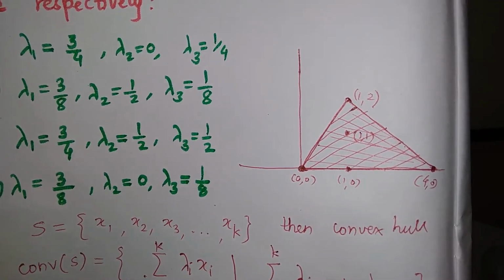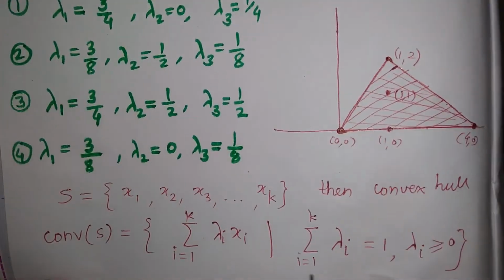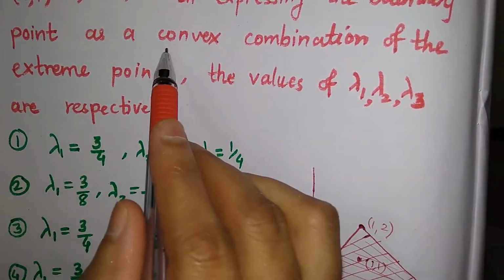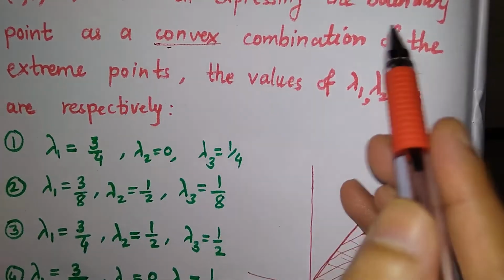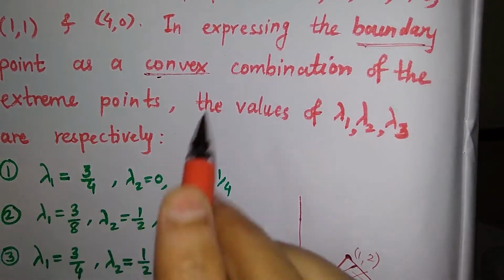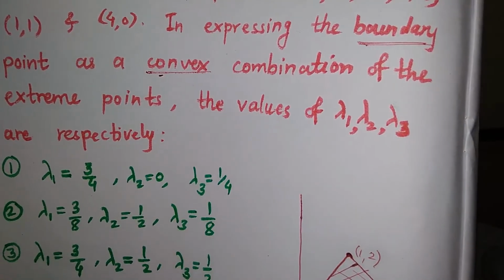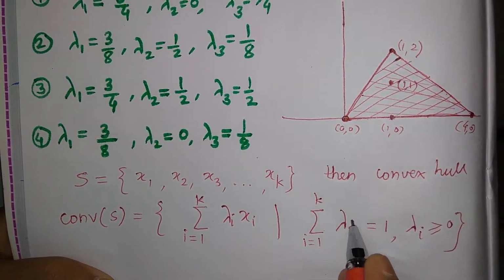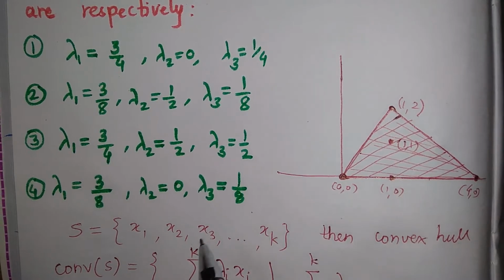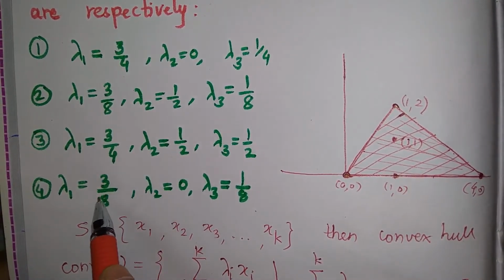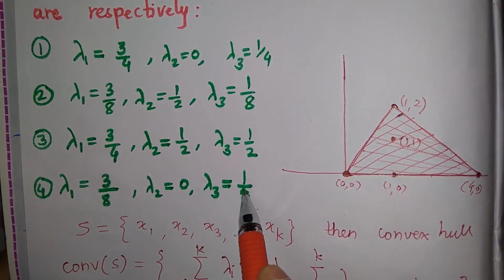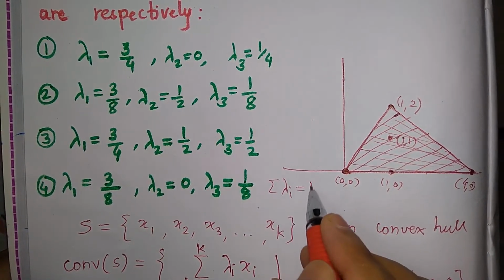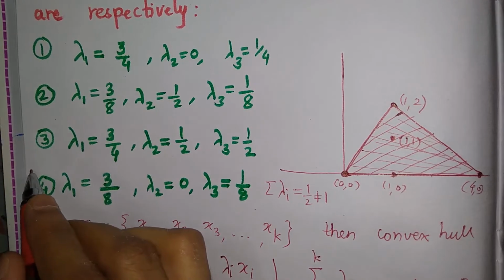Now we just have to find out the values of these lambda i's such that when you take the convex combination of these extreme points, we must get a boundary point, right? So this question is about this combination. So when you take the addition of the lambda i's, we must get 1. So let us just check this option. When you take addition, it is 3 by 8 plus 0 plus 1 by 8, which is clearly 1 by 2. So here the summation of lambda i is equal to 1 by 2, which is not equal to 1. So this is not true.